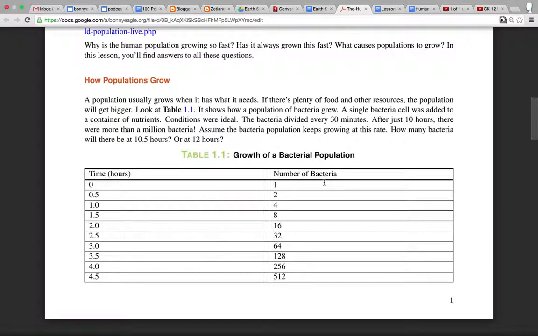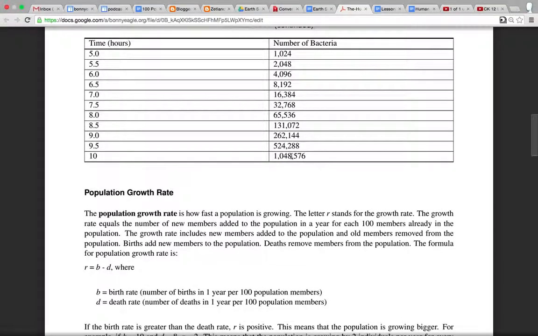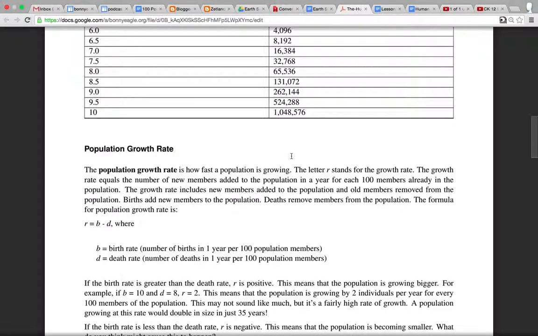I'm sensing a lot of bacteria. Yes, I am too. As they grow and they grow and they grow, at 10 hours you're up to 1 million. All right. So I'm thinking 2 million. Yes. And 996,000. Sounds good.